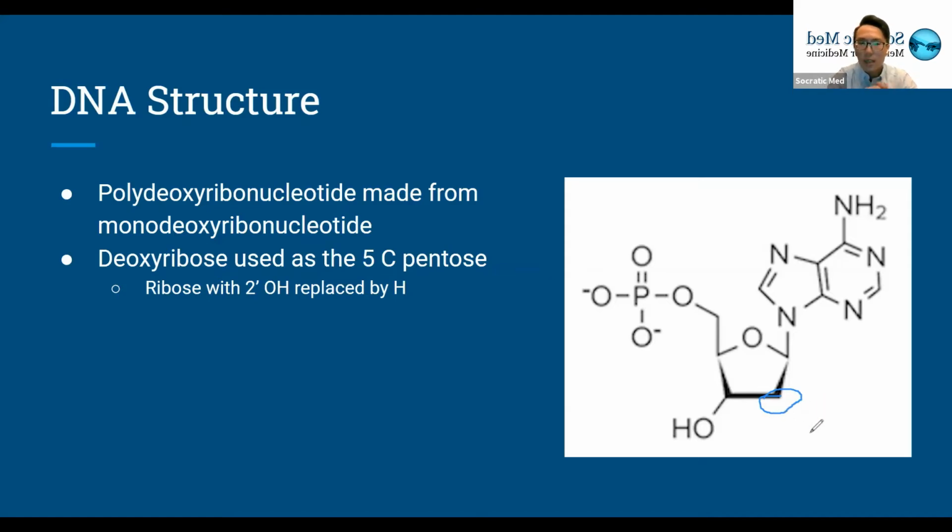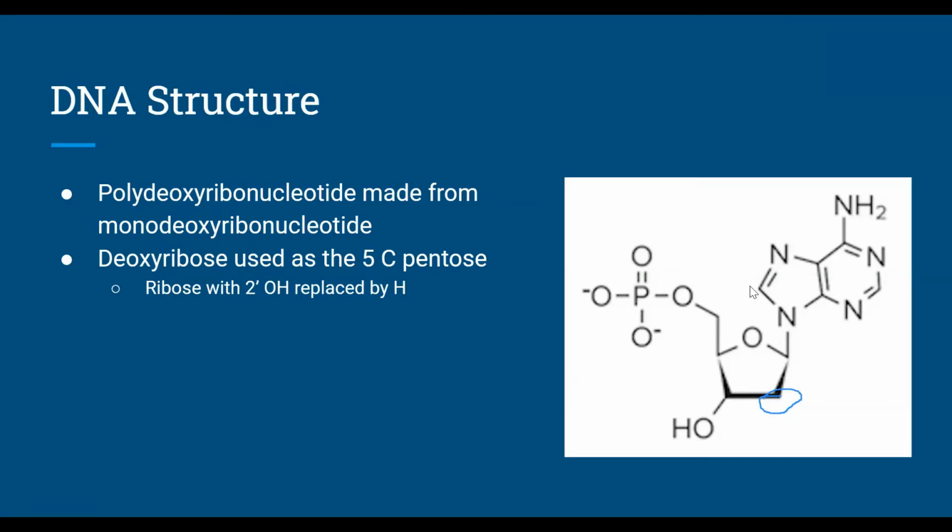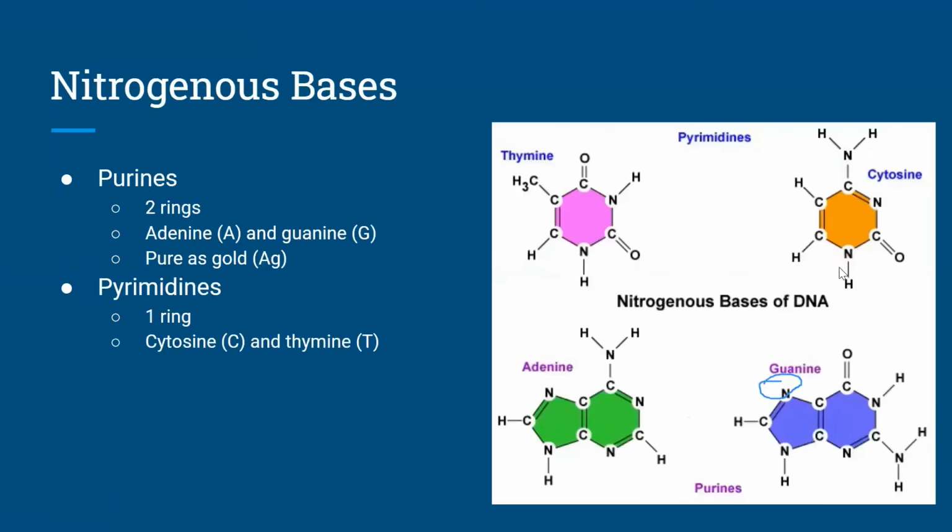That's why it's called deoxyribose, while RNA is called ribonucleic acid because the OH is still present at that 2' position instead of being a hydrogen. And so the monodeoxyribonucleotide is made up of a nitrogenous base. There are 2 different kinds of nitrogenous bases. The first is purines.